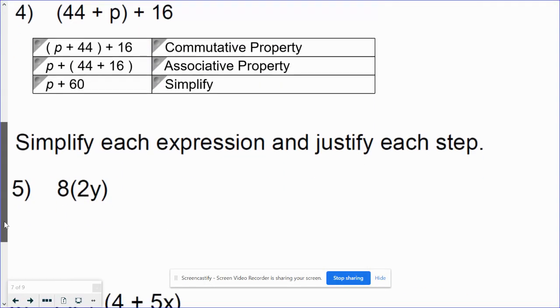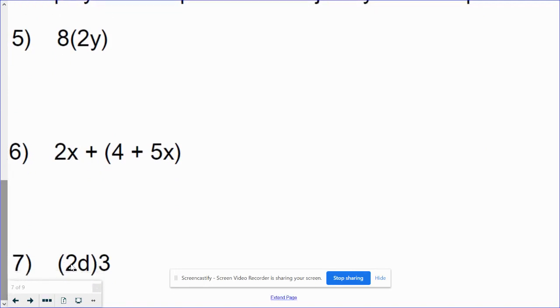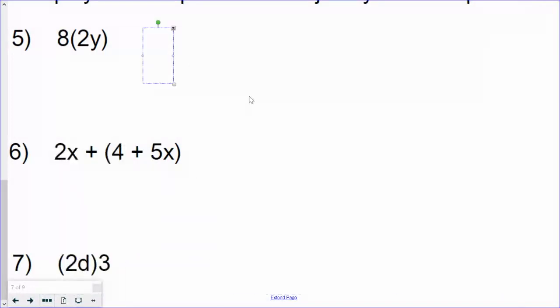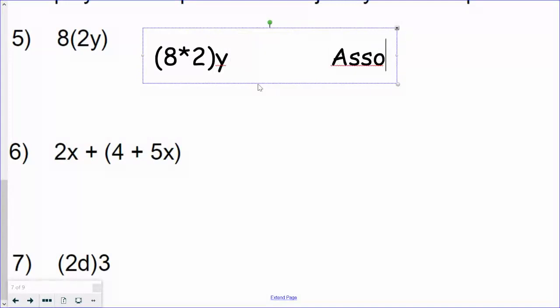Okay, so now we are going to do 3 problems together, showing how we can justify what we want to do. Okay, so I'm going to use the text box to make it easier. All right, so the first thing I notice is I have two numbers out here that I can actually put together differently. We're going to put it as 8, use the little star for my multiplication symbol, and 2. And then put our y on the outside. My justification for this one is the associative property.